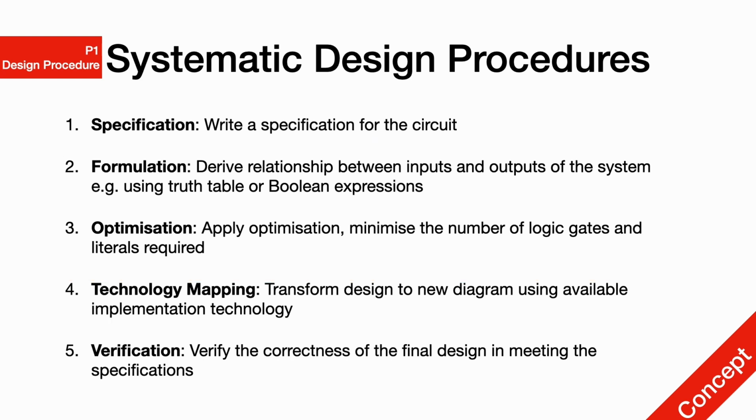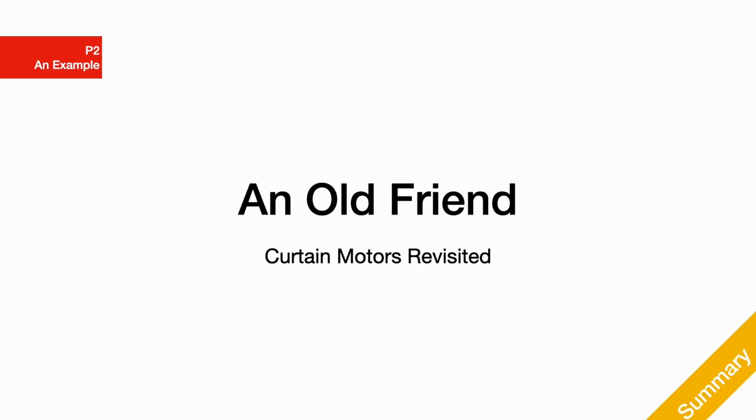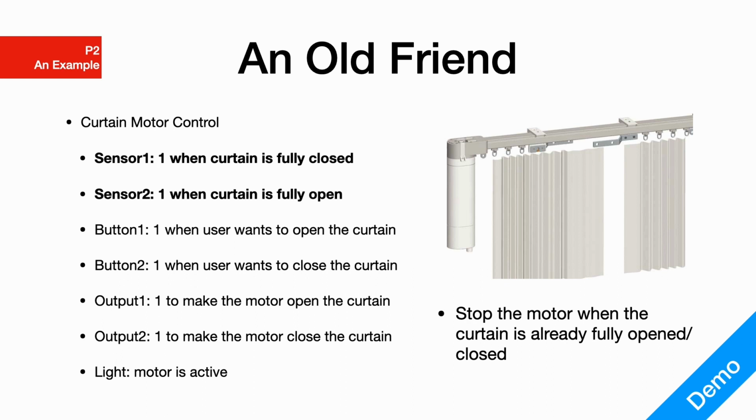With that little bit of understanding of the 5-step systematic designing procedures, let's take a look at an example. This example is mentioned in one of the previous lecture slides in lecture 2, in which you are designing a curtain motor. Now, first of all, let's take a look at the specification for this problem. Over here, your primary objective is to design a curtain motor control unit. The curtain motor control unit comes with a few different parts.